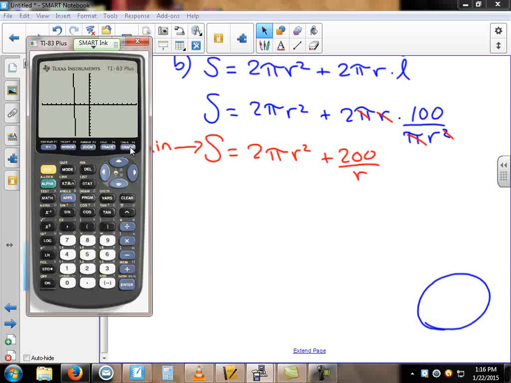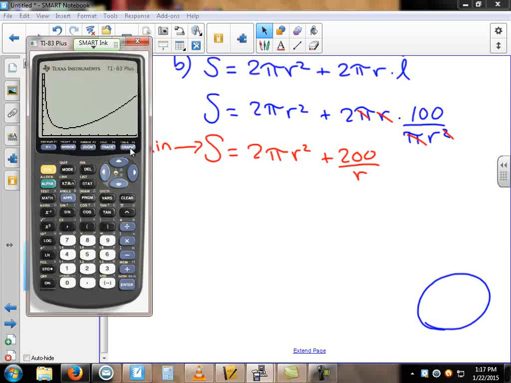So what we need to do is change our viewing window. The smallest radius would be 0, and the biggest radius, let's say, we can stick with 10. 10 feet radius is a huge bail, so I'm not too concerned about that. My y min, though, the smallest surface area would be 0. The biggest surface area, this is where we really have to do some guessing. We've got 200 as a number in the problem. Let's throw 1,000 at it. I don't really know, but we'll see if we get some picture to show up. And the scale, let's count by 100.